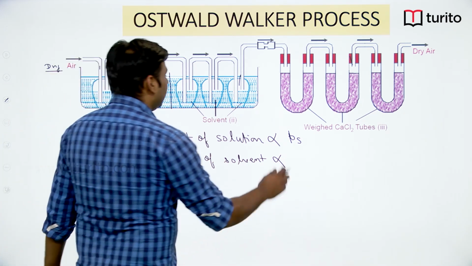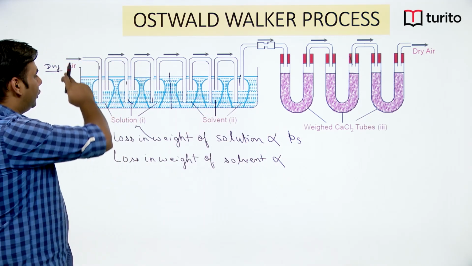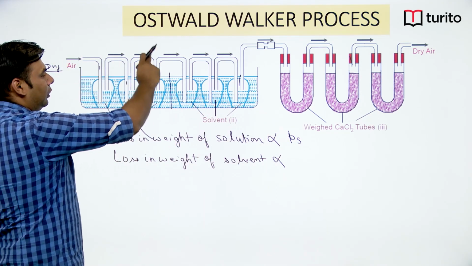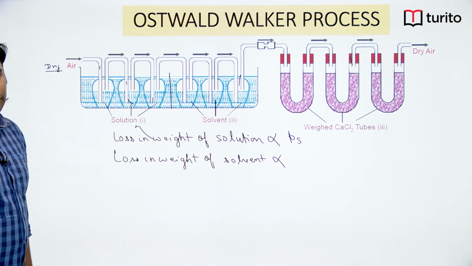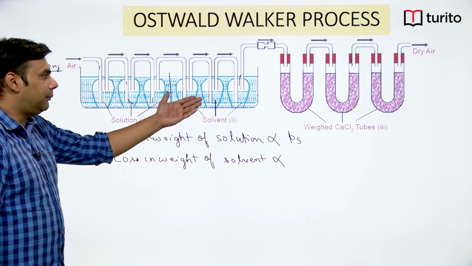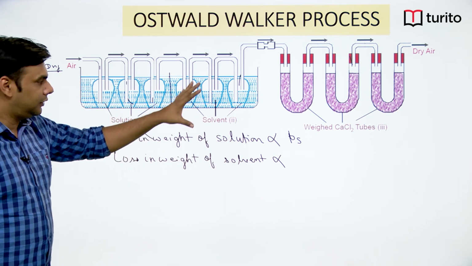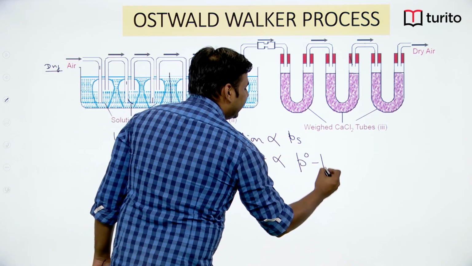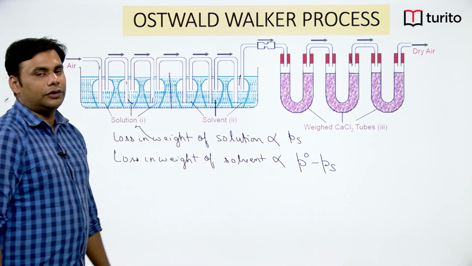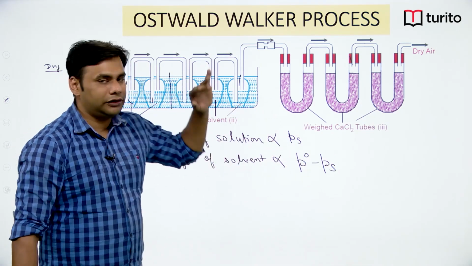Initially it was also carrying some moisture, because when this air was coming through the solution system, it was already carrying some vapor that was corresponding to PS. Now it will pick up some more amount of vapor from the solvent side, and that would be proportional to P0 minus PS. So this would be the amount of the vapor that it would be picking up from the solvent side.